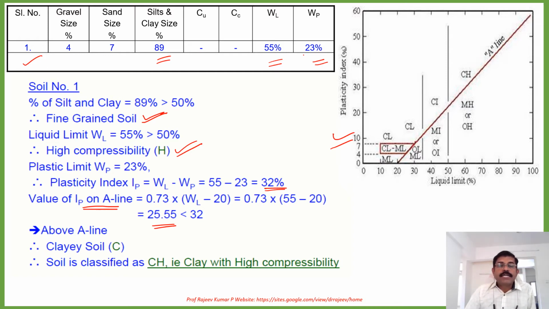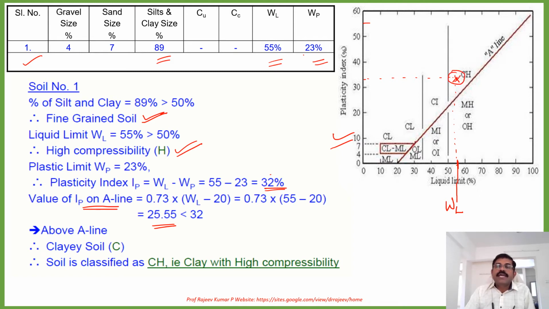We can just locate these values here. So liquid limit, WL, is given as 55, somewhere here. Now the calculated value of plasticity index is 32%, maybe somewhere here. Then you can just locate it. This may be the point corresponding to this.